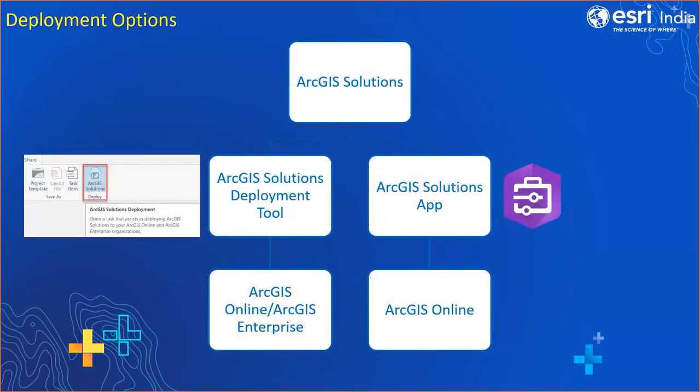When talking about the deployment options, we have two options. One is through the ArcGIS Solutions Deployment Tool, and another is the ArcGIS Solutions app. This ArcGIS Solutions app is relatively new; it was released in June 2020. The main difference between these two types of deployment is that using the ArcGIS Solutions Deployment Tool, you can deploy to both these environments. Whatever solutions you find within these tools, you can deploy in ArcGIS Online or Enterprise. Whereas if you are deploying from the app, it can be hosted only in ArcGIS Online.